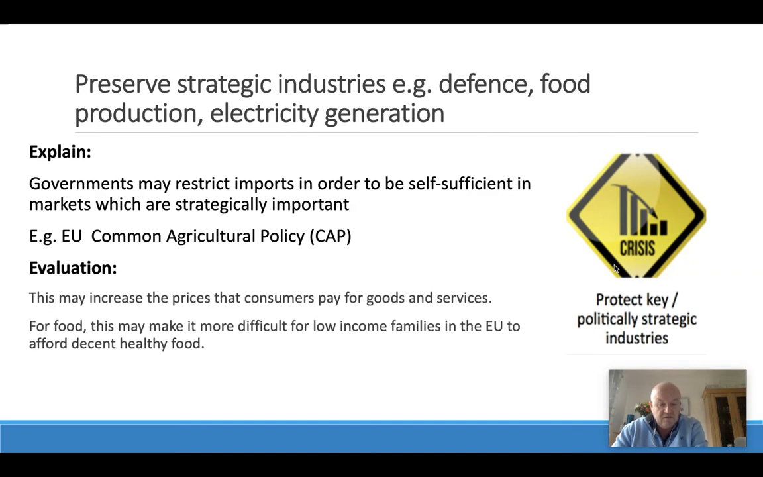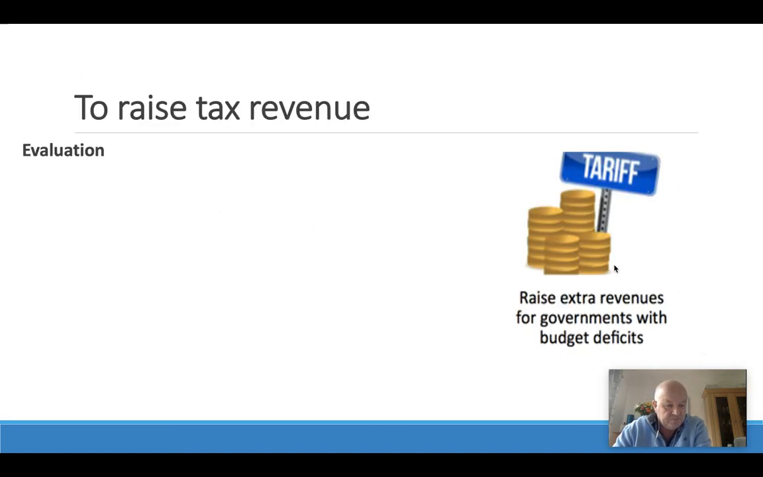But in terms of the evaluation, one of the things that is potentially going to happen is that prices that consumers have to pay for goods could increase. And for food, as an example, it may make it more difficult for low-income families in the EU to afford decent, healthy food, because they have this cap, essentially, that means that products have to be bought from EU countries.